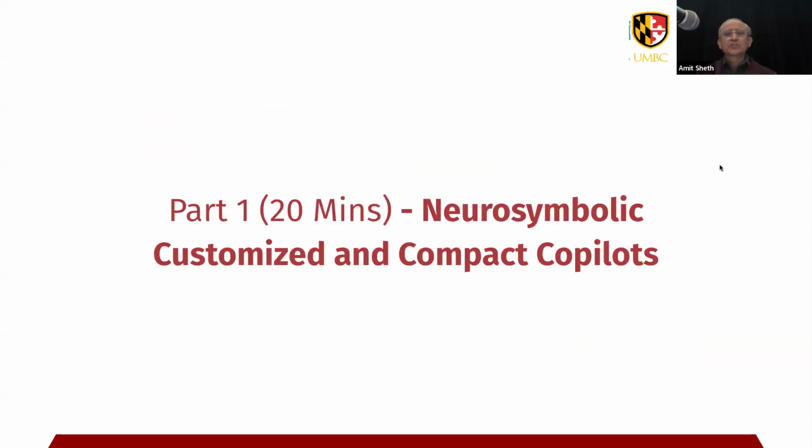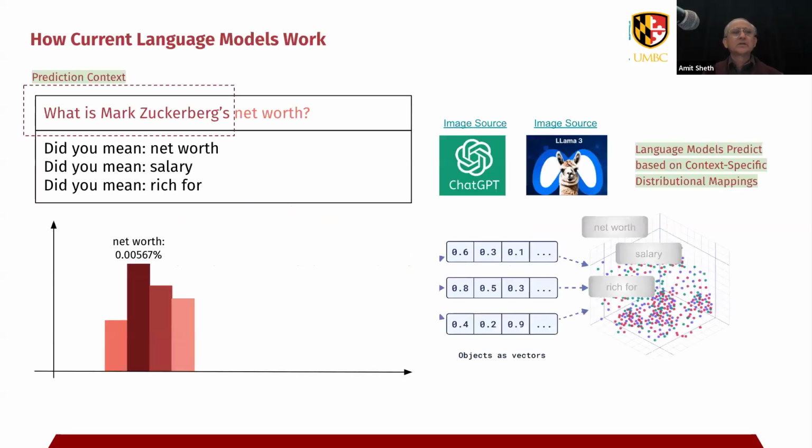That's only okay. So we have four components of this, four parts in this tutorial. So first, I'm going to introduce this topic itself: neurosymbolic, customized, and compact copilots.